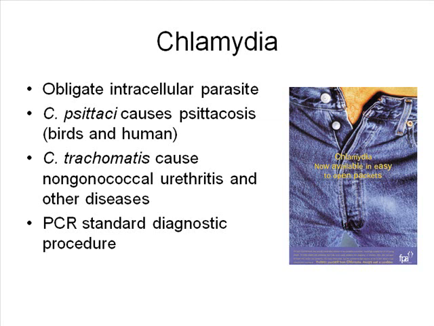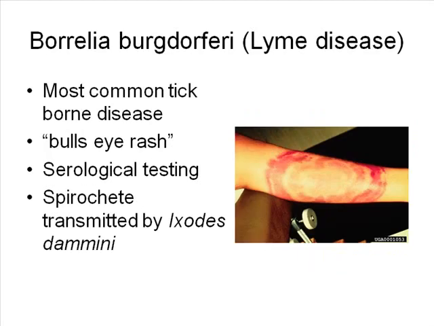Chlamydia is an obligate intracellular parasite. Chlamydia psittaci is the one that causes psittacosis in birds. Chlamydia trachomatis is the one that causes non-gonococcal urethritis in humans. We now use PCR as standard testing for chlamydia. Most of the time we're doing PCR for GC, gonorrhea, and chlamydia. Borrelia burgdorferi, we mentioned that last week when we talked about immunology. The bullseye rash transmitted by the deer tick, Ixodes dammini.